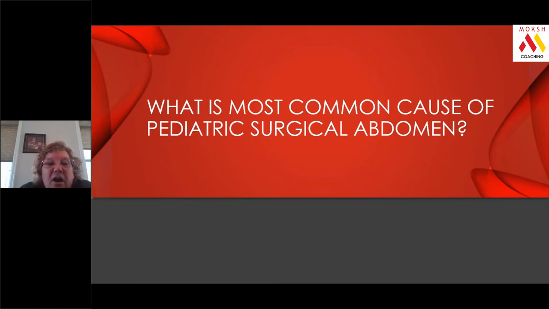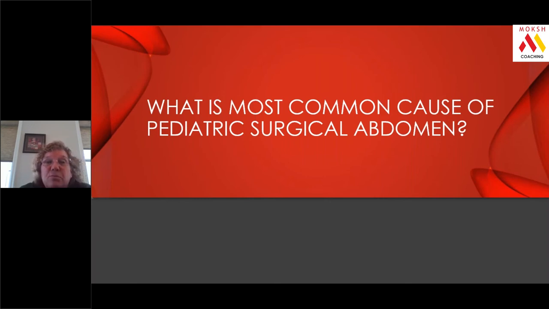What is the most common cause of the pediatric surgical abdomen? So think to yourself, what is the most common? When you are taking board exams, there are two areas that they like to focus on. The first area is the most common, and the reason is that it's common. So they want to make sure that you have a thorough knowledge and an approach to common problems. The other area that is really important is things that can kill you.